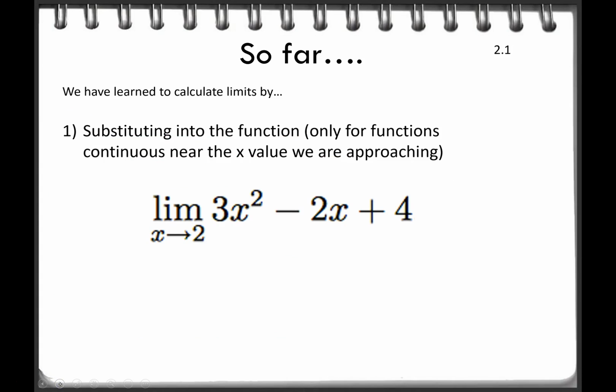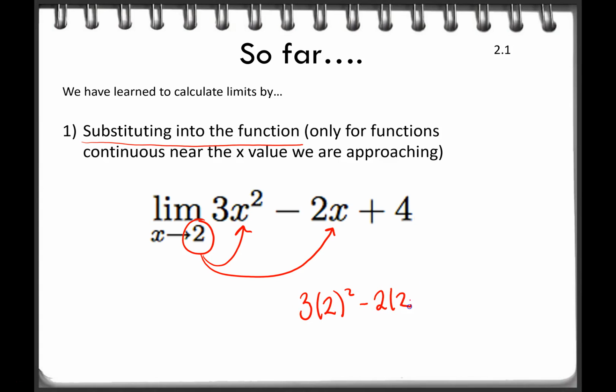So here's an example of a problem that we can substitute into. Now notice that it is continuous at 2, meaning I can plug 2 in and there's no issue, like there's no issue with the denominator being 0. So this is going to be 3 times 2 squared minus 2 times 2 plus 4. Well, order of operations, I do 2 squared first, so that's going to be 3 times 4 minus, well, 2 times 2 is going to be 4, plus 4. So this gives me 12 minus 4 plus 4.